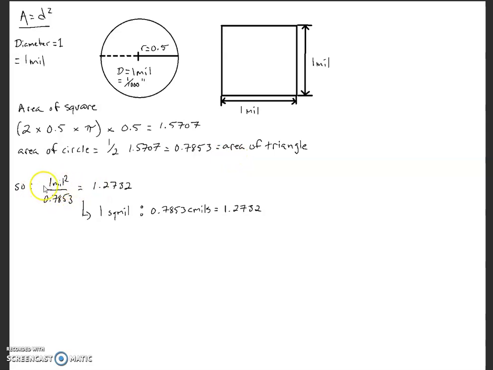So the ratio of 1 square mil to the circular mil is 1.2732. That's what you'll find in that handout: the ratio of 1 square mil to 0.785 and so on is 1.2732 times larger. And that's what you're looking at in that link I provided you.